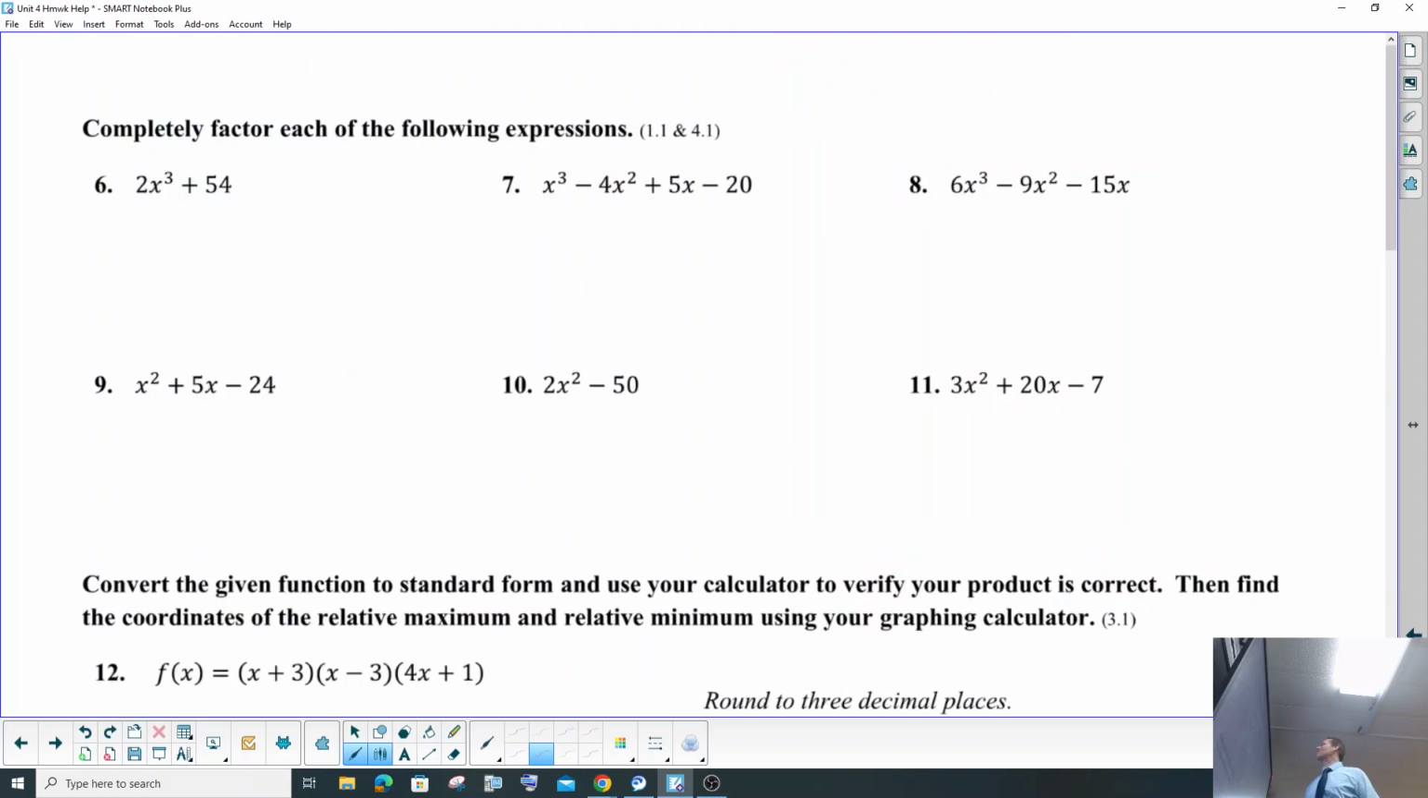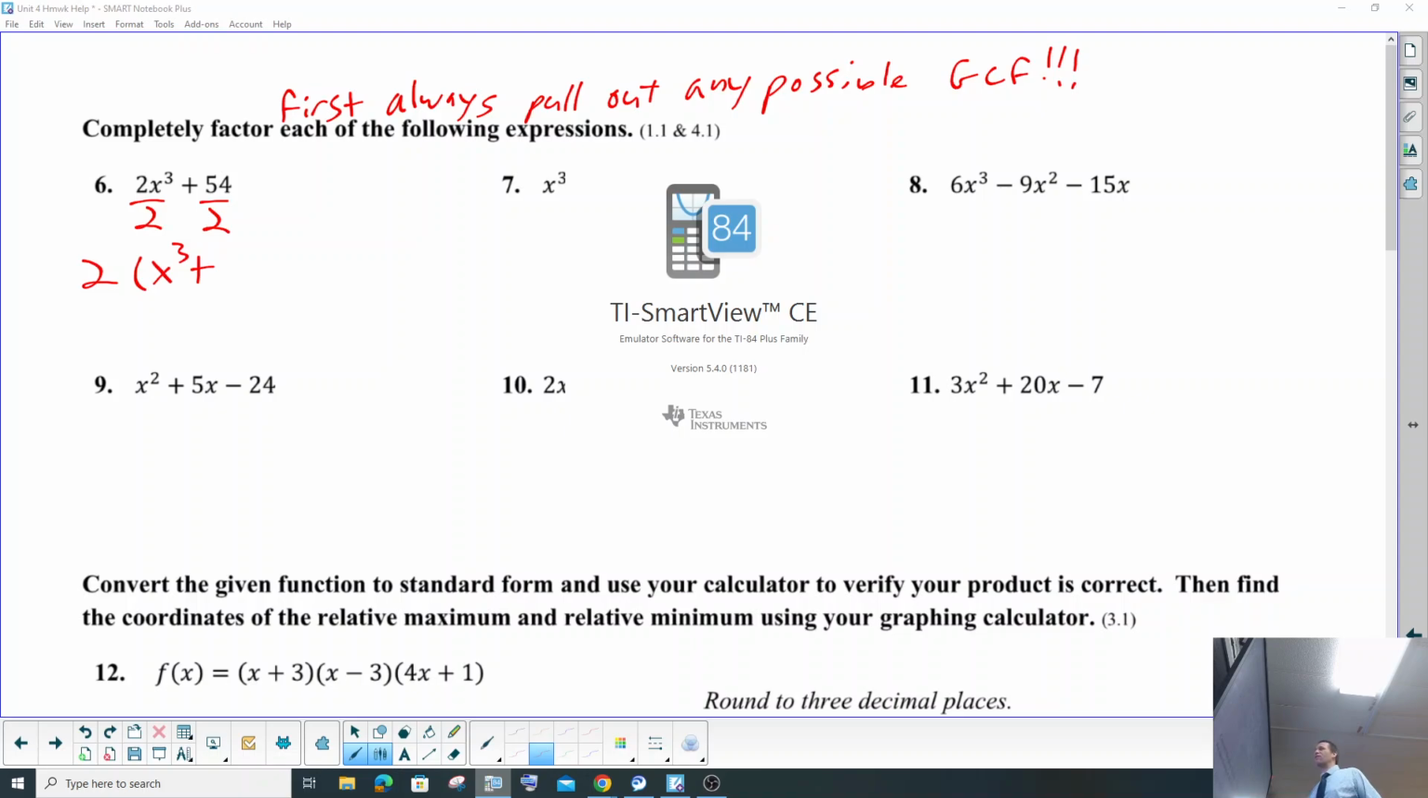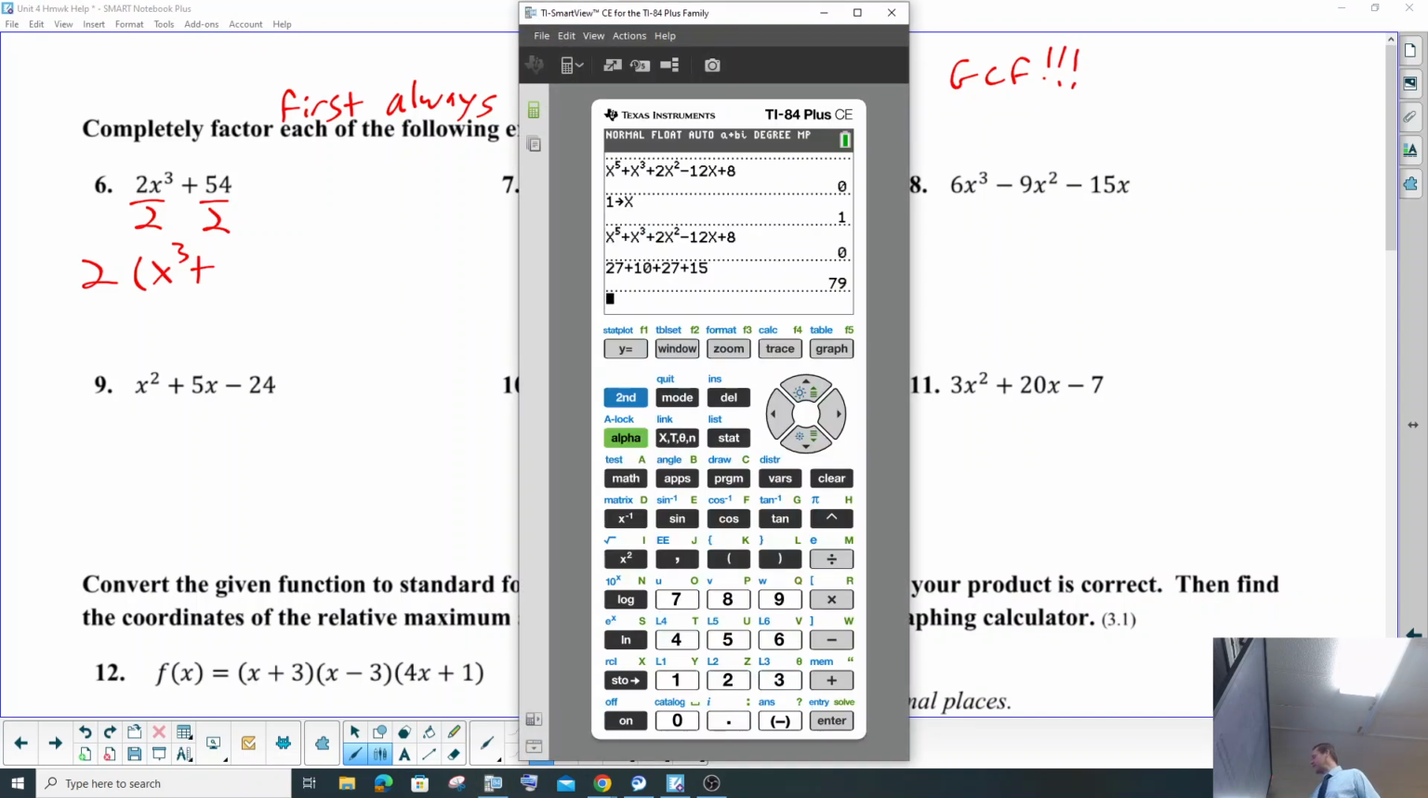Okay, completely factor each of the following. You're definitely going to see some factoring on there, especially sum of cubes and difference of cubes. So first, always make sure to pull out any possible GCFs. So I see a 2 that we could pull out there. So that's going to be left with x cubed plus 54 divided by 2. Let's take a look there. What's 54 divided by 2? I think it's 27. What do you think?